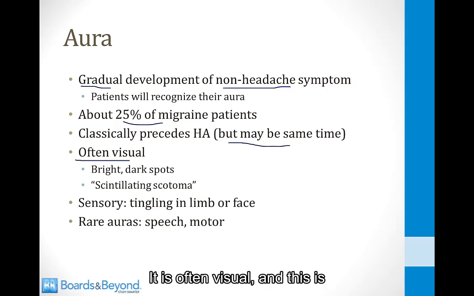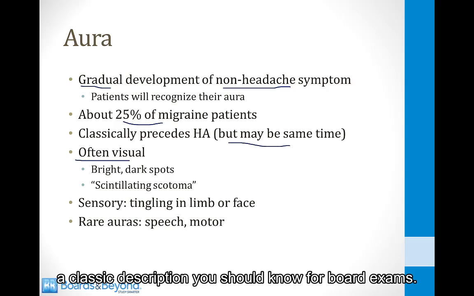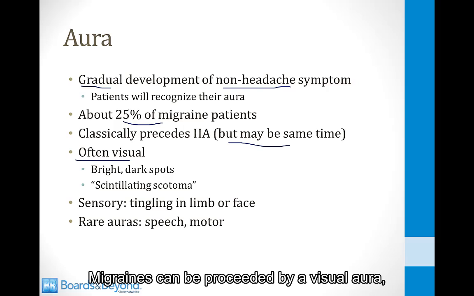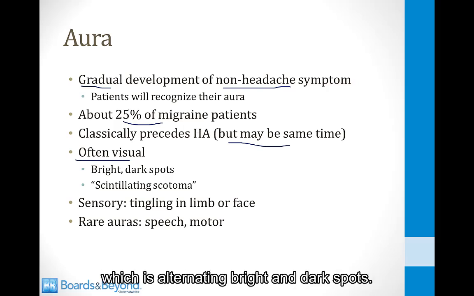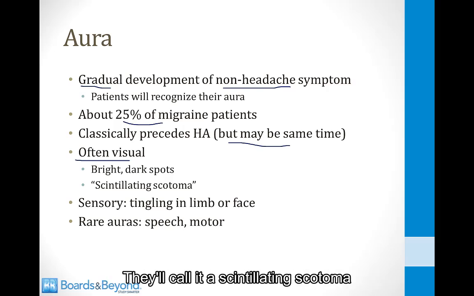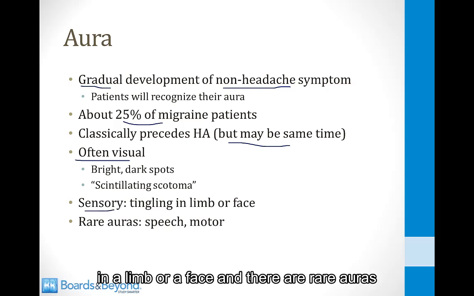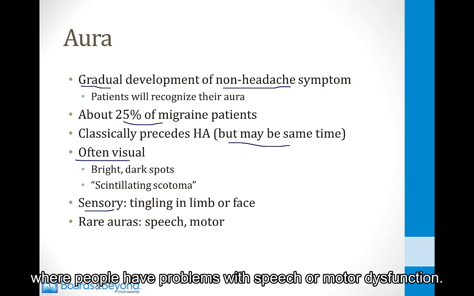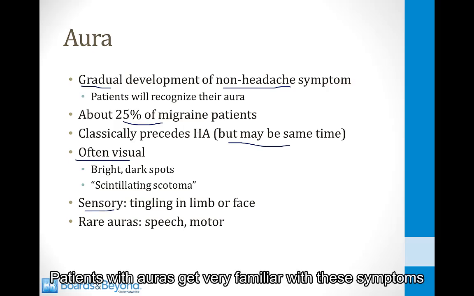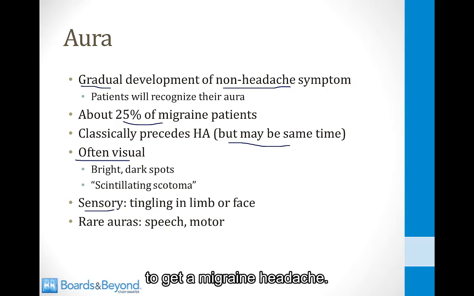It is often visual, and this is a classic description you should know for board exams. Migraines can be preceded by a visual aura, which is alternating bright and dark spots. They'll call it a scintillating scotoma in the board question sometimes. Other patients have sensory auras, which include tingling in a limb or a face, and there are rare auras where people have problems with speech or motor dysfunction. Patients with auras get very familiar with these symptoms, and when they feel them come on, they know they're about to get a migraine headache.